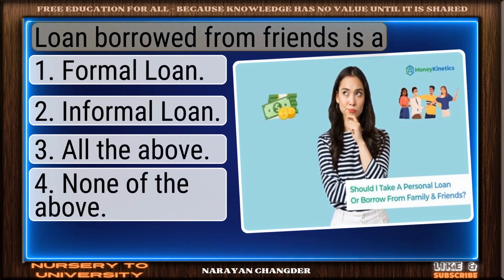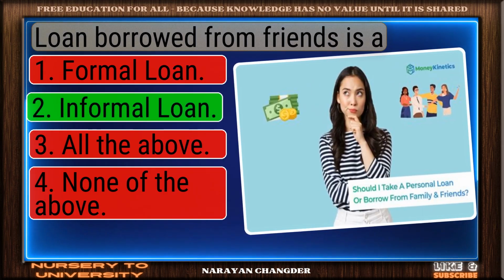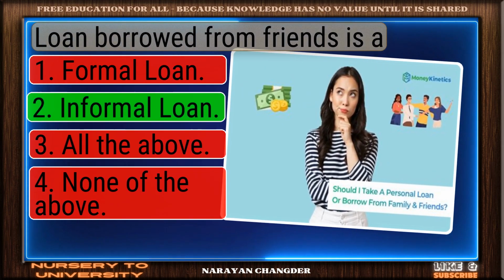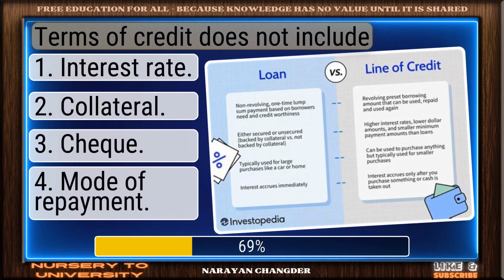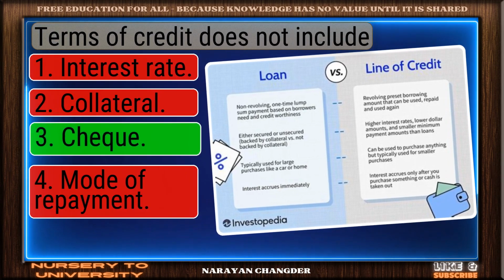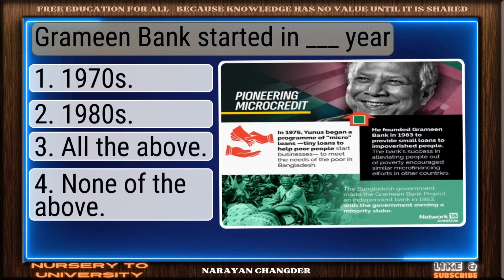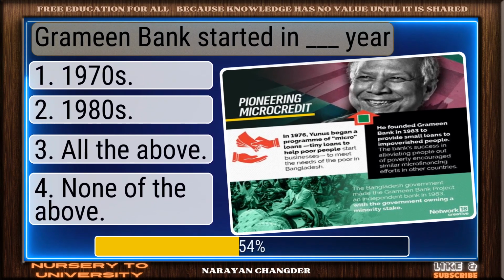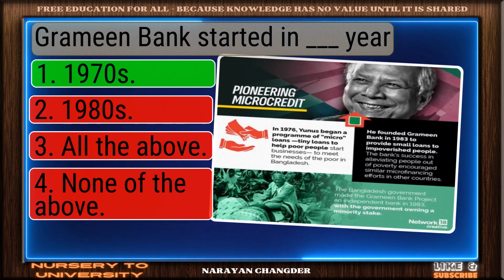Loan borrowed from friends is a... You chose informal loan. Correct. Terms of credit does not include... Right again. Cheque is valid. Grameen Bank started in which year? Valid point. 1970s is true.